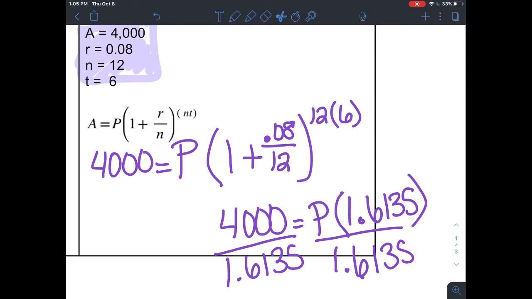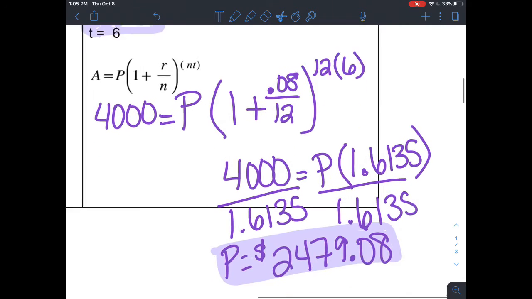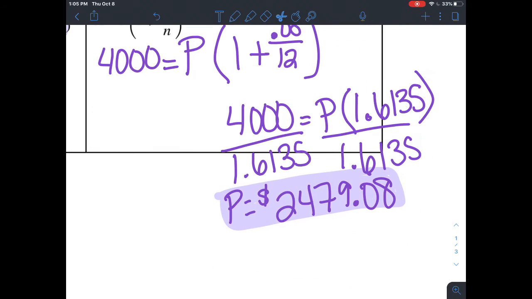And then we divide both sides by 1.6135. So we get P as $2,479.08. Now, again, either that was the initial amount you invested or the initial amount that you borrowed on a loan. This question didn't specify which was which.